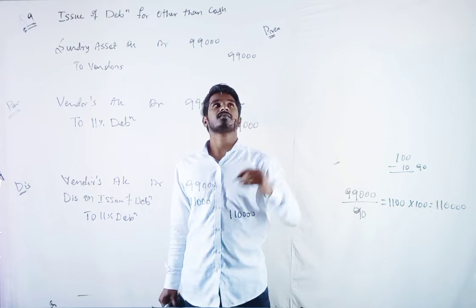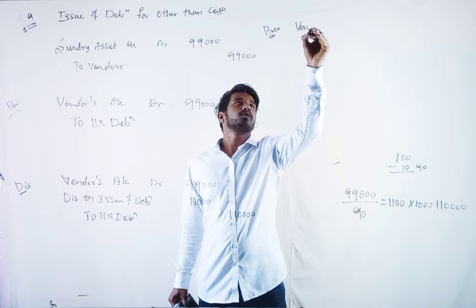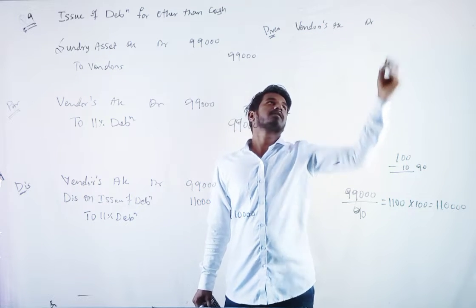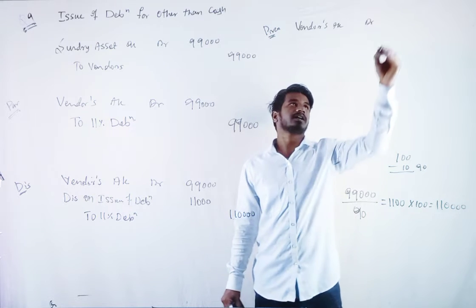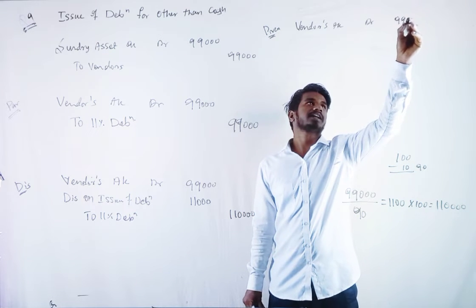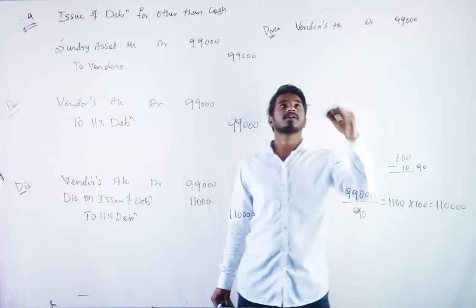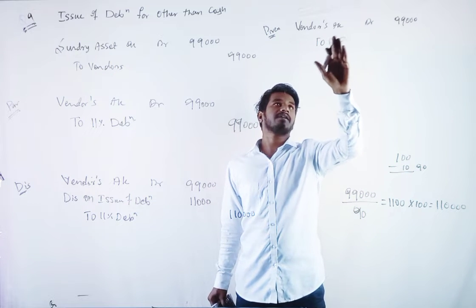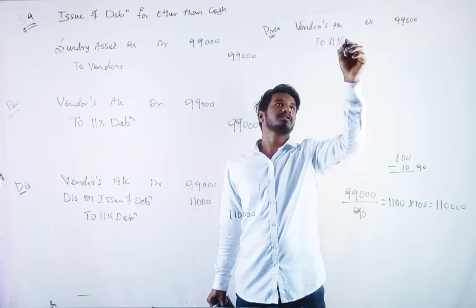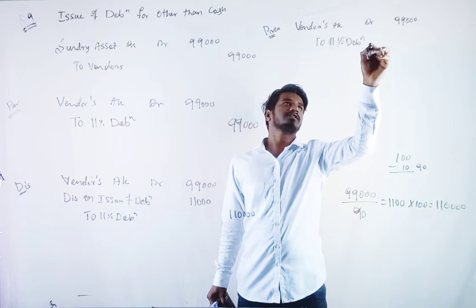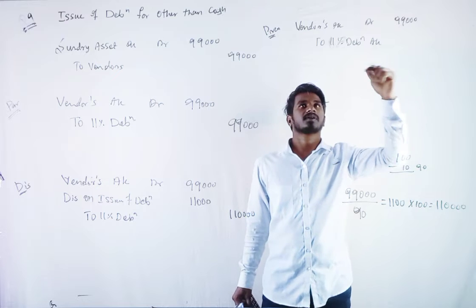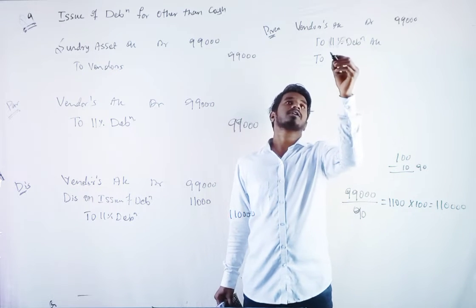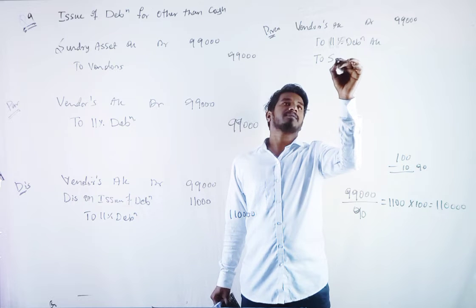Next is premium. Vendors account debit, the same 99,000, to 11% debenture account. Shall we calculate that later? And to security premium.